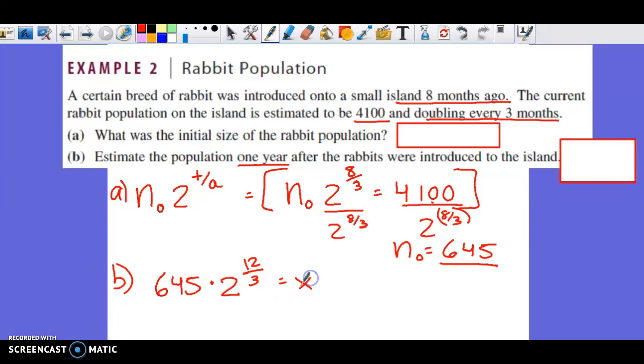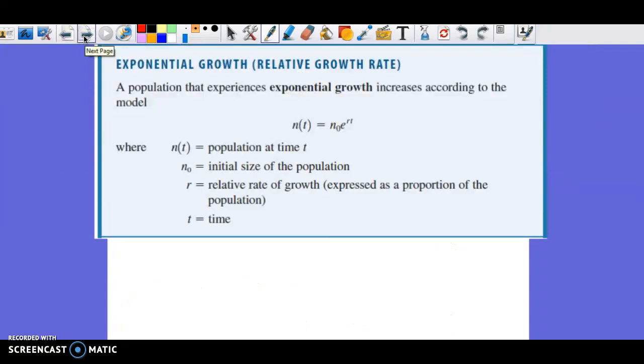And all you have to do is type this in your calculator and go ahead and take a second to do that. You should get, oops, that's the answer from the last one, so I actually have to do this. So let's do this. So 645 times 2 to the 4th. So it gives me 10,320 rabbits. Okay, so make sure you can type that in your calculator and get the right answer.